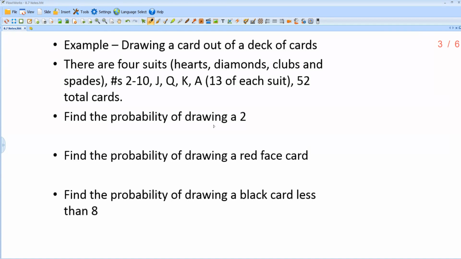Find the probability of drawing a 2. So first, the number of successes. How many 2s are there? Well, there's a 2 of hearts, diamonds, clubs, and spades. So there are 4 2s out of 52 cards, which again, just like always, we're going to end up reducing that fraction, so we get 1/13. It's quick, easy.